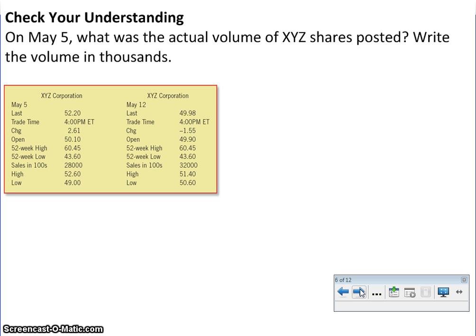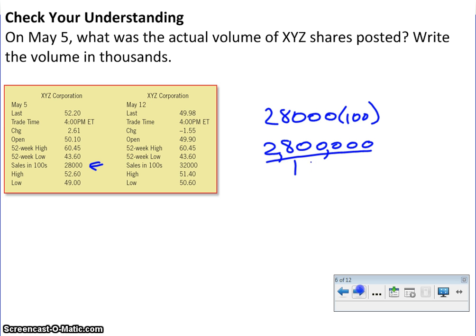Okay, so on this particular day, we had 28,000. We multiply that by 100, which is 2.8 million. Divide it by 1,000, and we get that there are 2,800 thousands of shares traded on that day.